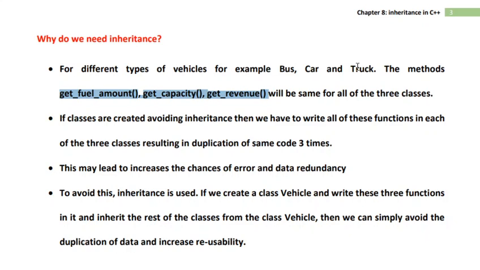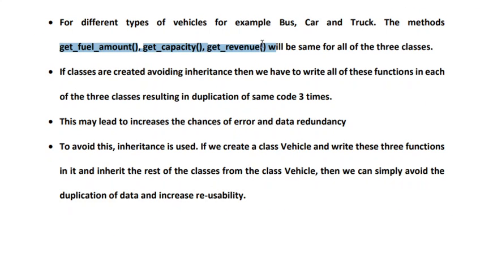So in order to avoid that, we can rely on inheritance. Instead of creating three different classes in the first instance, let us create a class by the name vehicle, and have the implementation of these three functions done for the class vehicle. Once the implementation of the three functions is over for class vehicle, let us derive classes bus, car, and truck from the class vehicle.